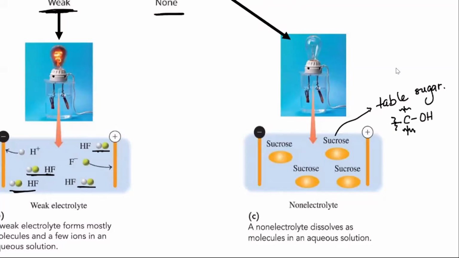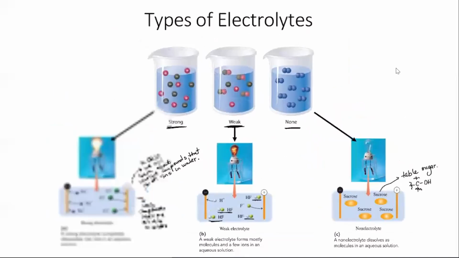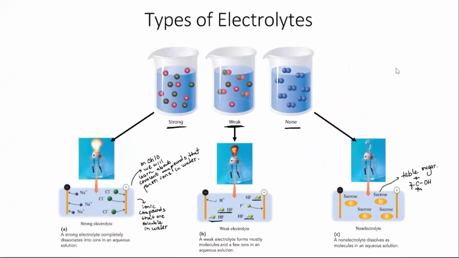Since there are no ions that are attracted to the electrodes, when we do that experiment of looking at whether this solution passes an electric current, you can see that a non-electrolyte is not going to pass that electrical current through it, and we see no light bulb turned on. Okay. Now, when it comes to these concepts, you need to know the definitions of the different electrolytes.